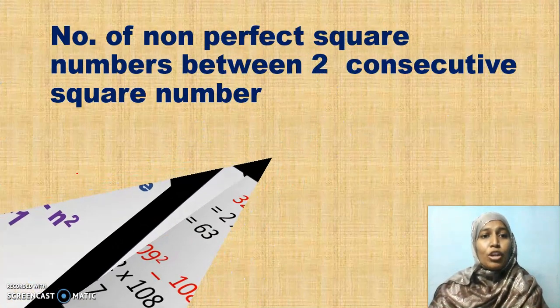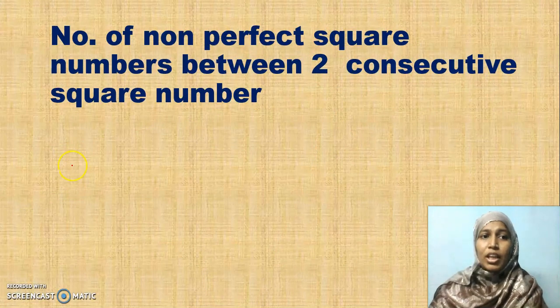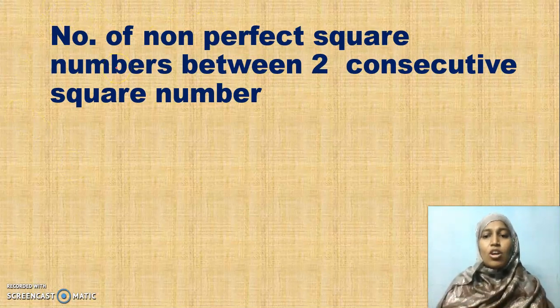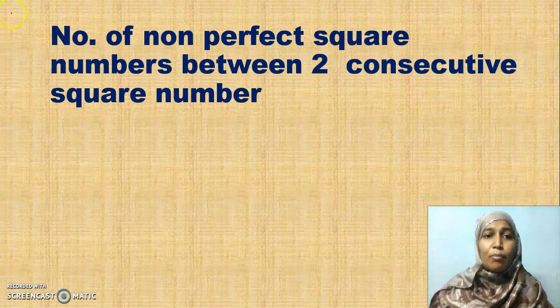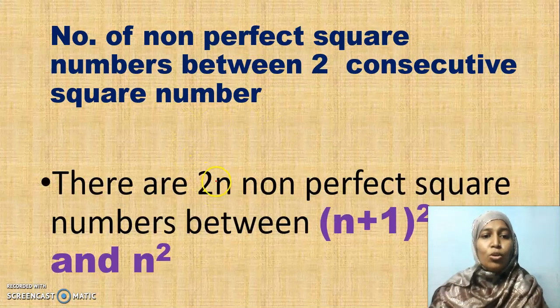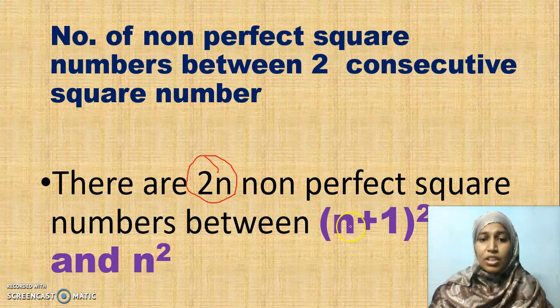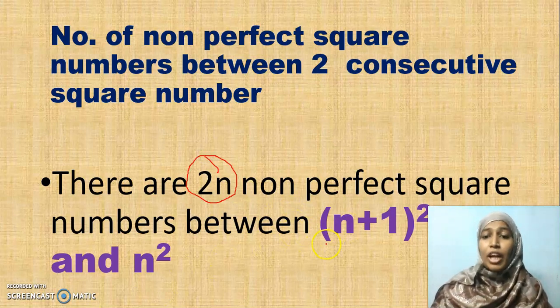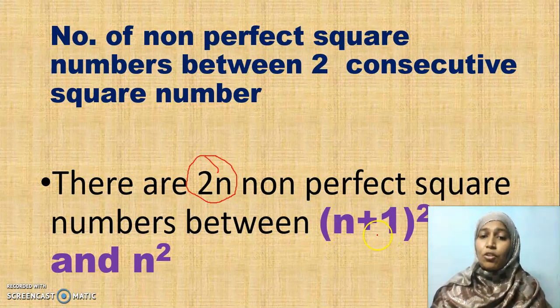See here, I am going to show you one more thing. Number of non-perfect squares. There is a link between this concept and the previous concept, and you should not get confused with these two things. There are 2n non-perfect square numbers. The difference between these two is 2n plus 1. If I ask you to find the number of non-perfect squares, you should write only 2n.